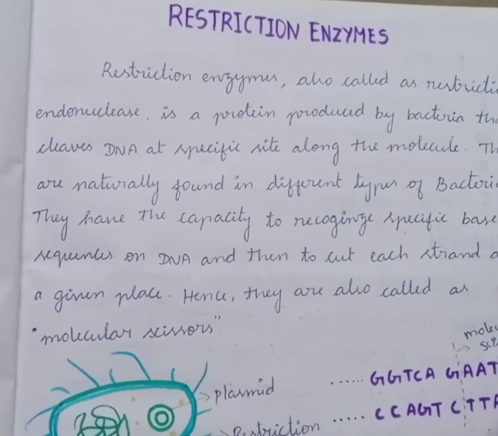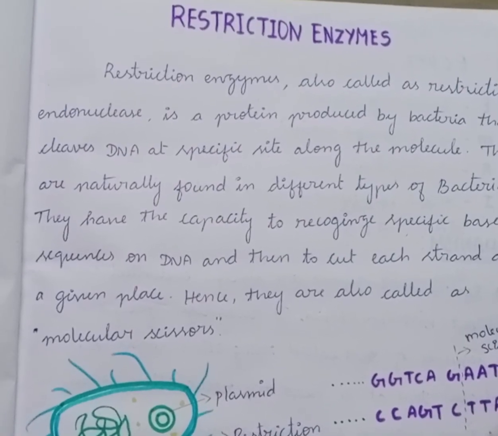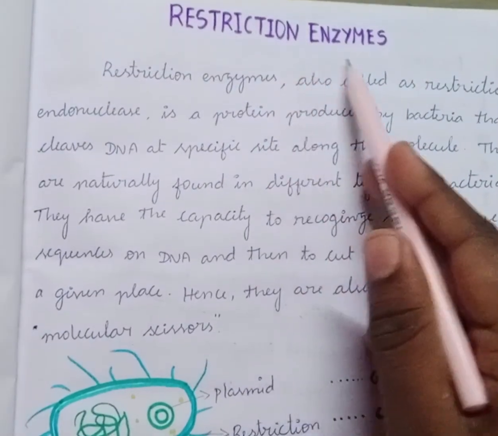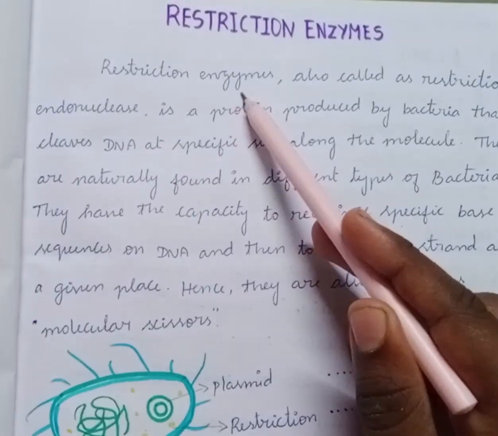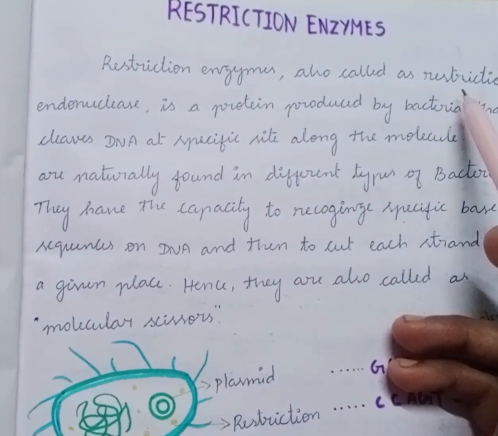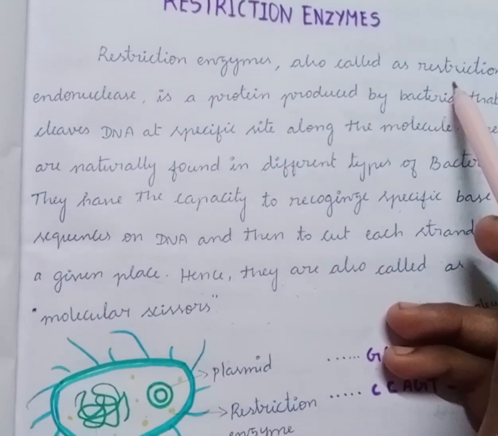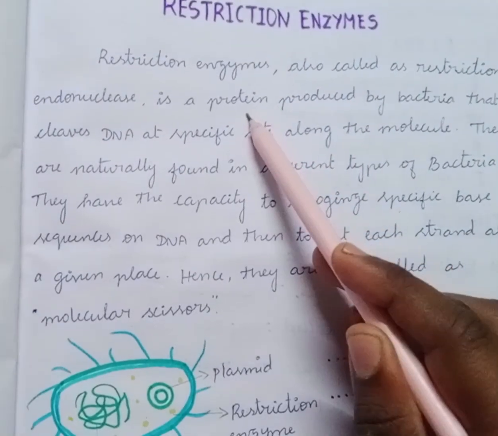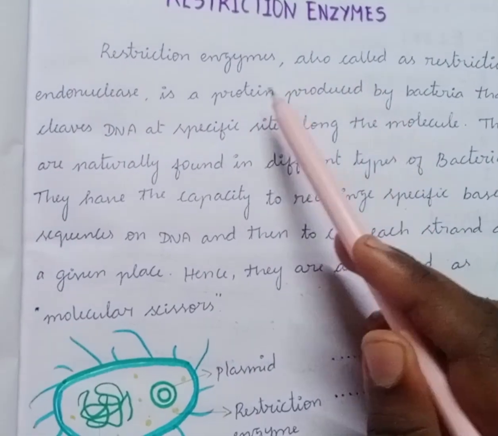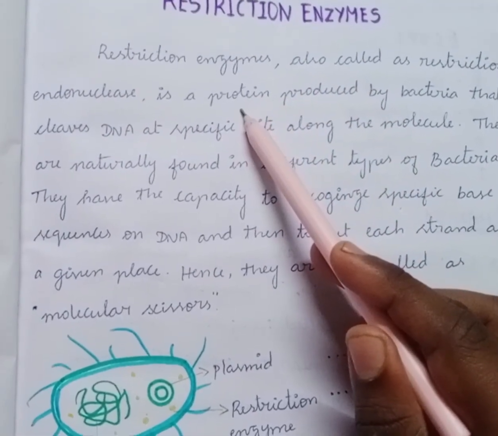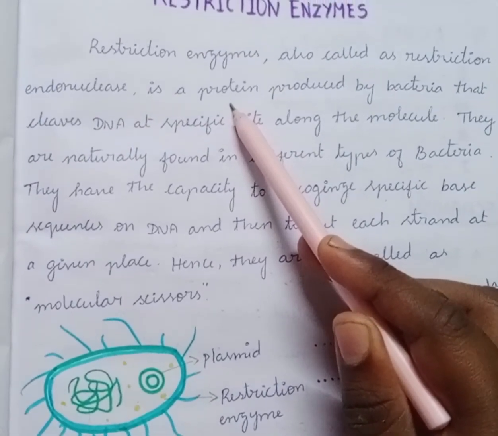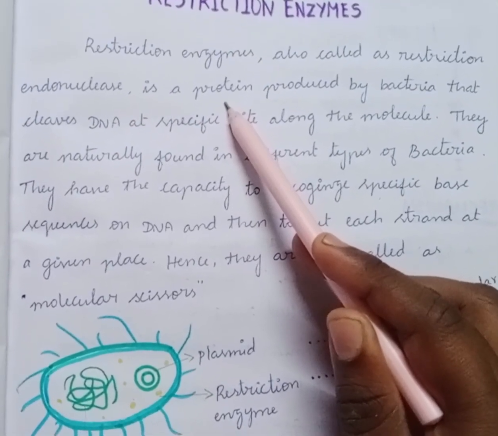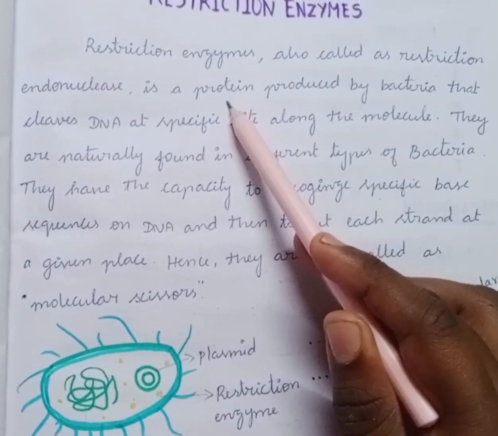Good morning, everyone. Today we are going to discuss restriction enzymes with a detailed note. A restriction enzyme, also called a restriction endonuclease, is a protein produced by bacteria. It may be called a protein or an enzyme. You should know that all enzymes are proteins, but not every protein is an enzyme.